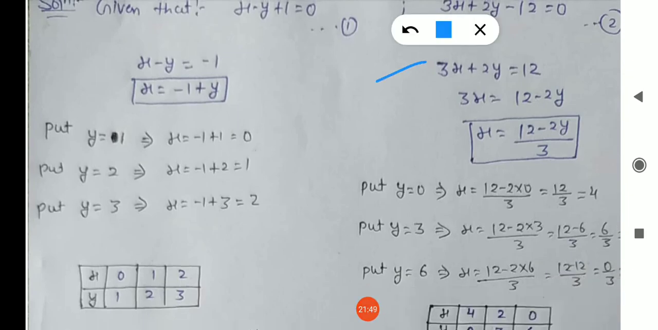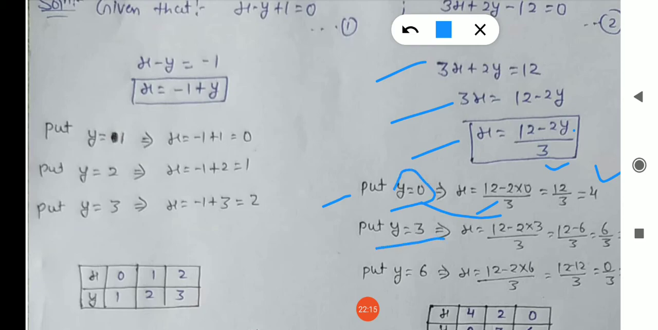3x plus 2y equals 12, so 3x equals 12 minus 2y, so x equals 12 minus 2y upon 3. Now we put y equal to 0. If we put y equal to 0 in this equation, we get 12 minus 2 into 0 upon 3, which is 12 upon 3, so x equals 4. Now whatever value you put first, add the denominator value to it. So 0 plus 3 is what?